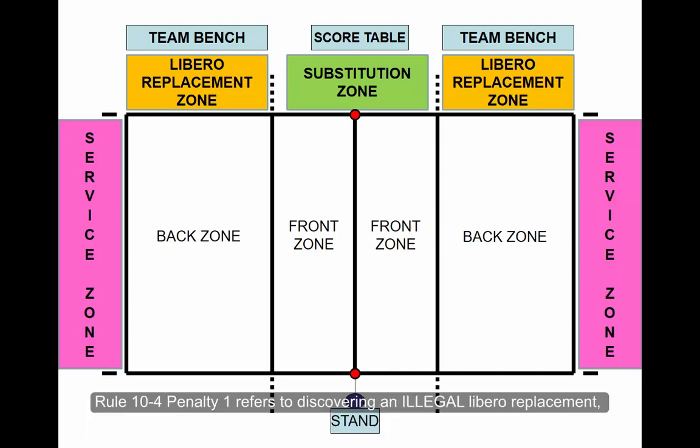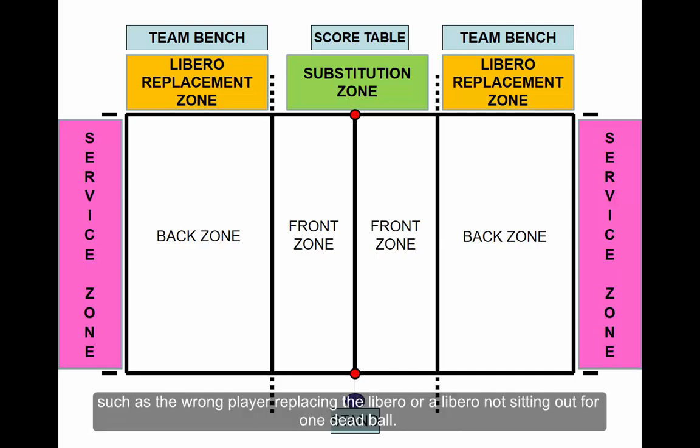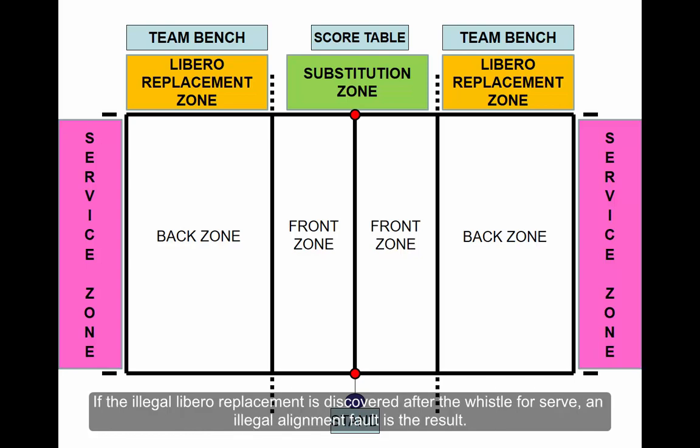Rule 10.4, Penalty 1, refers to discovering an illegal libero replacement, such as the wrong player replacing the libero, or a libero not sitting out for one dead ball. If an illegal libero replacement is discovered prior to the whistle for serve, the team should be given an unnecessary delay. If the illegal libero replacement is discovered after the whistle for serve, an illegal alignment fault is the result.